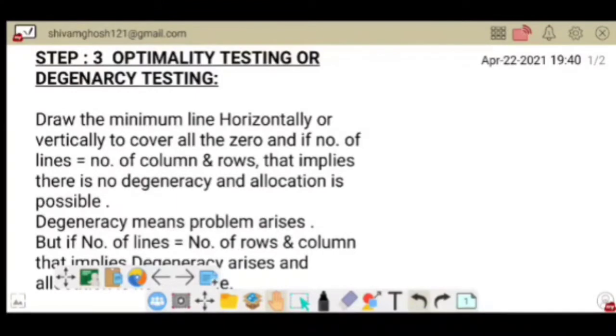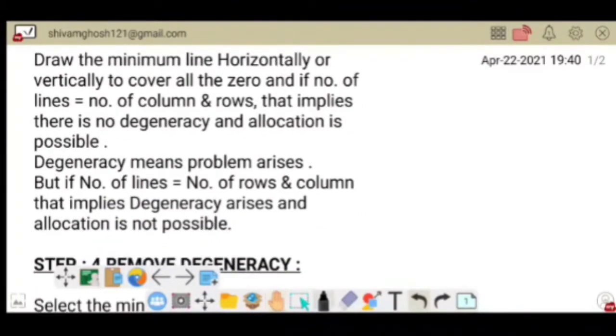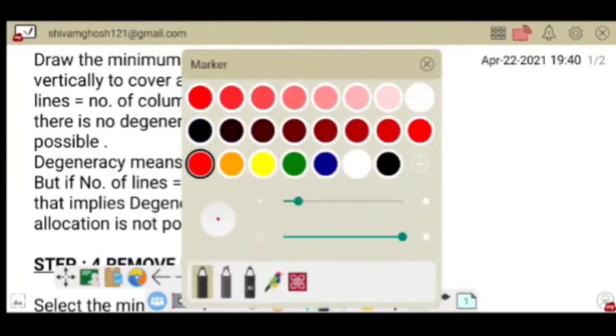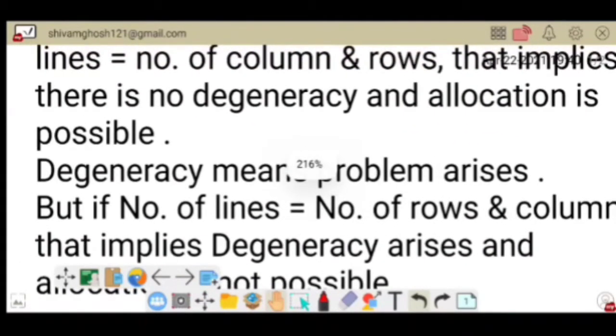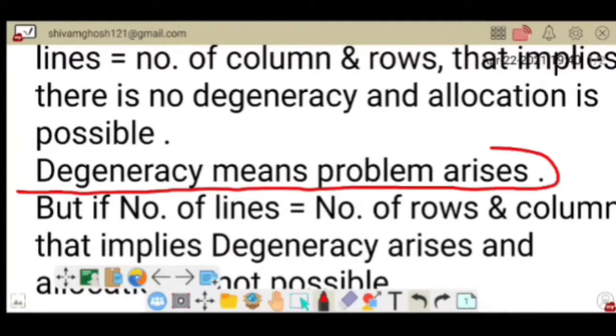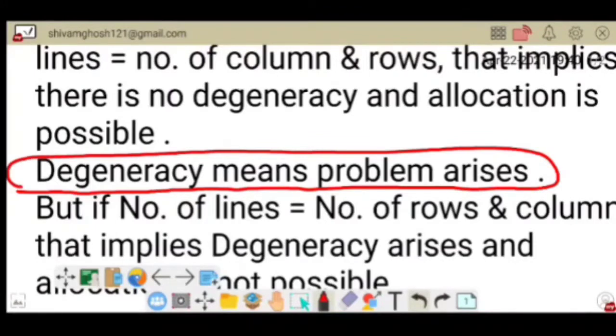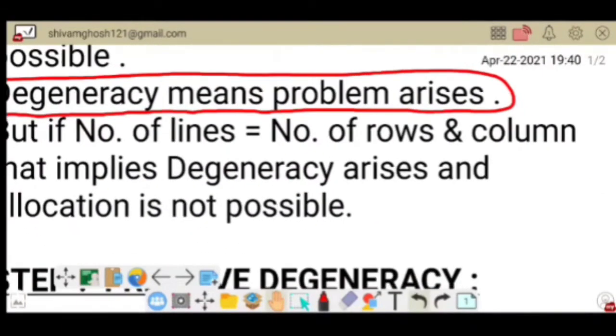And what is degeneracy? Degeneracy means a problem arises. You can see that line. Degeneracy means a problem arises. So if a problem arises, then we can't allocate the element, so we have to wait and we have to remove degeneracy.